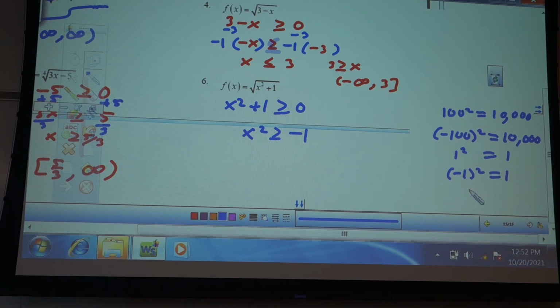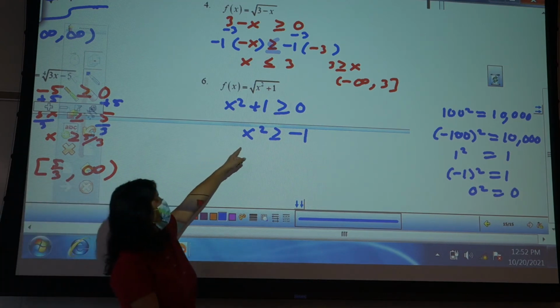What's the smallest x can be? Well, x can be negative. I tried a large negative number, that didn't help me. What about 0? 0 squared? So the smallest x squared will ever be is 0.